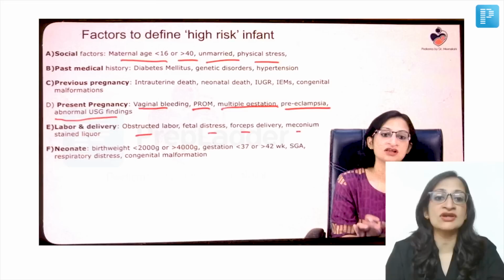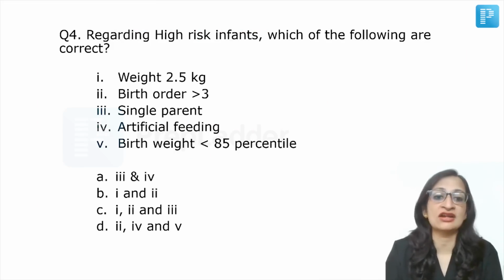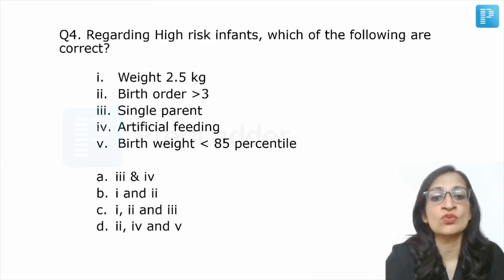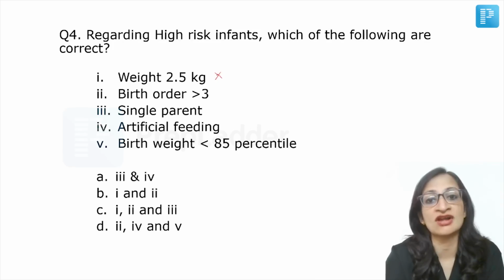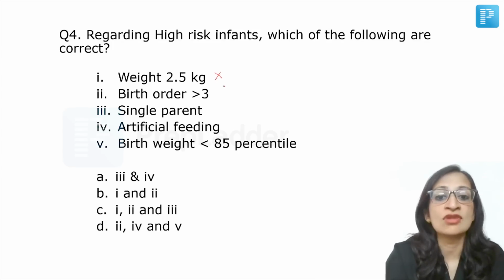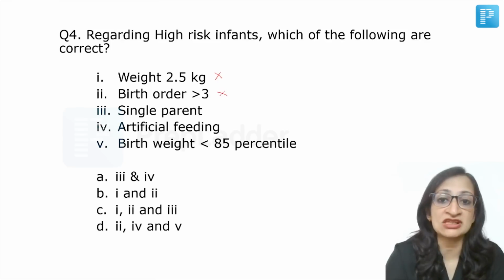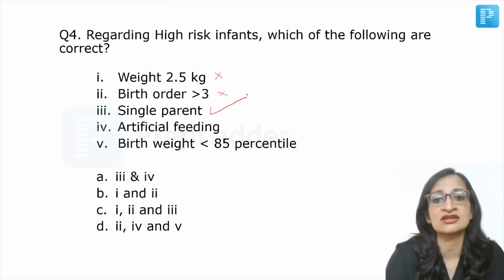So coming back to our question, what are the high risk factors here? Let us see. So weight 2.5 kg we know is not a high risk factor because less than 2000 grams we saw makes a baby high risk. Birth order more than 3 again is not mentioned as a high risk factor, though birth spacing, if it is less, then it again is important.